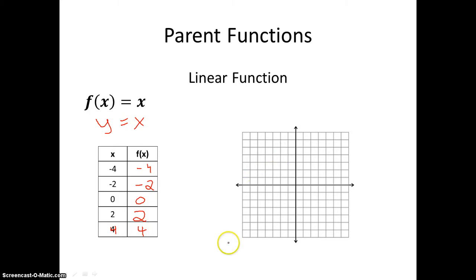If we were to plot this, we've got a point here, here, here, here, and so on and so forth. We can see that we have a straight line. That's how you can tell it is a linear function: it's a straight line. It is the only function that is just a straight line, so that should be pretty easy to distinguish.